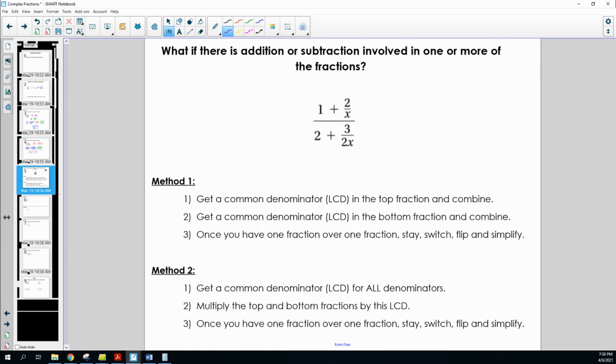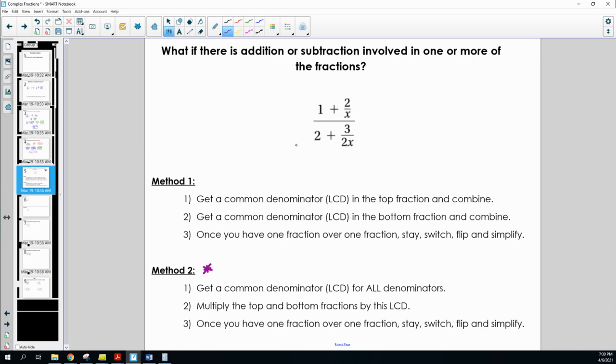Now, what if there's addition or subtraction involved in one or more of the fractions? Well, in that case, we're going to be able to use two different methods. And it's really up to you which of these two methods you want to use. I typically will use method 2, and I kind of suggest using method 2. I believe in pre-calculus, they also use method 2, so I would definitely go for that. Method 1 is just to help you kind of understand why we're doing what we're doing.